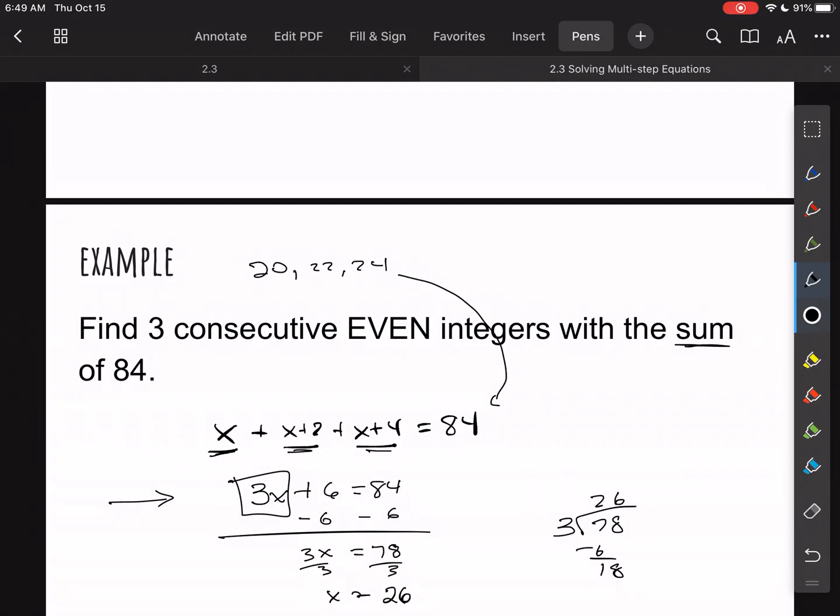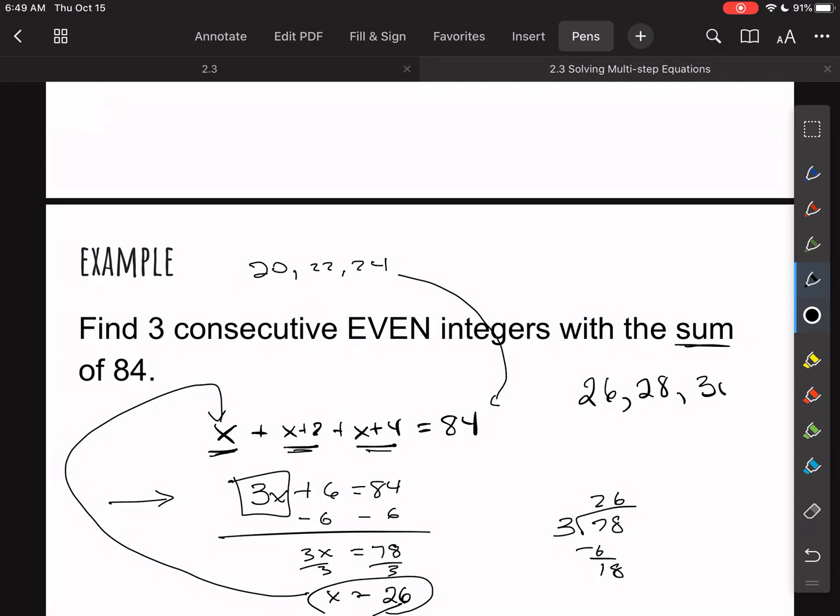What that's telling me is that if this is x, that's my first even number. So 26, and then if we add 2, we'll be at 28. If we add 2, we'll be at 30. These three numbers, if you add them together, you should always check yourself, they should equal 84. And if they do, you know you did this correctly.